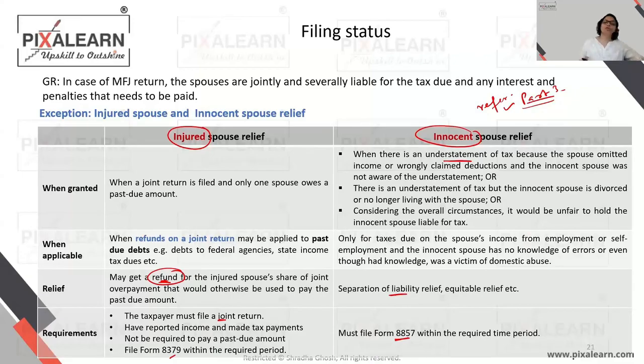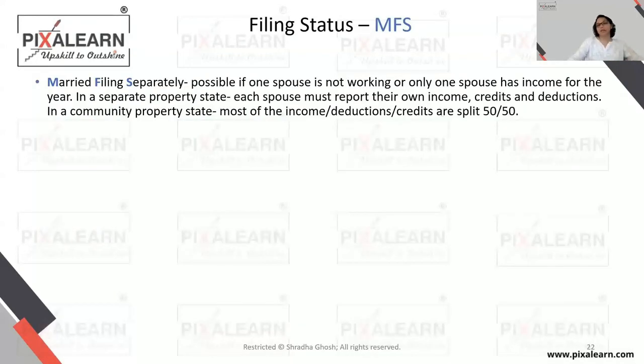The exception is generally whenever you're married, you will get to file joint returns and you are jointly responsible for all the liabilities. But there are two scenarios where you can claim either an injured spouse relief and claim a refund for the money, or an innocent spouse relief. Okay, so this is as far as married filing jointly and single are concerned. Now we go to the next topic.